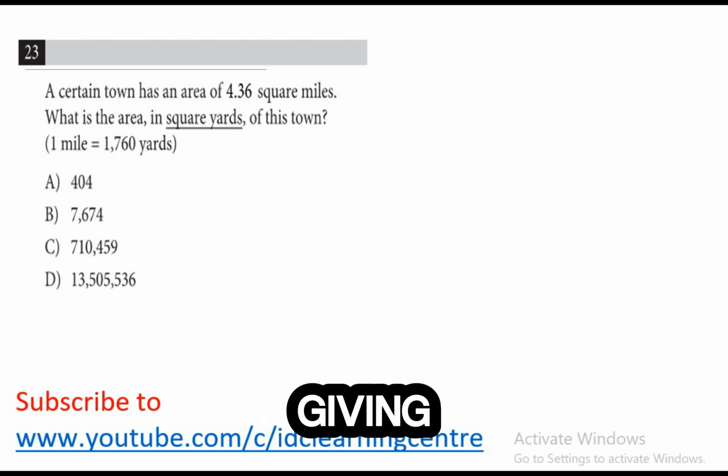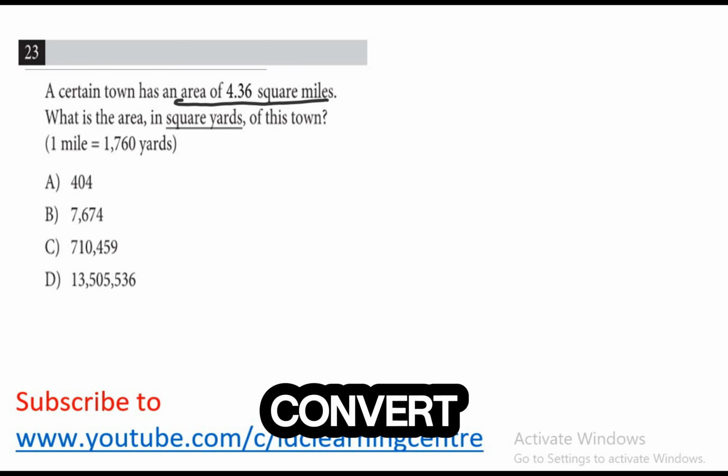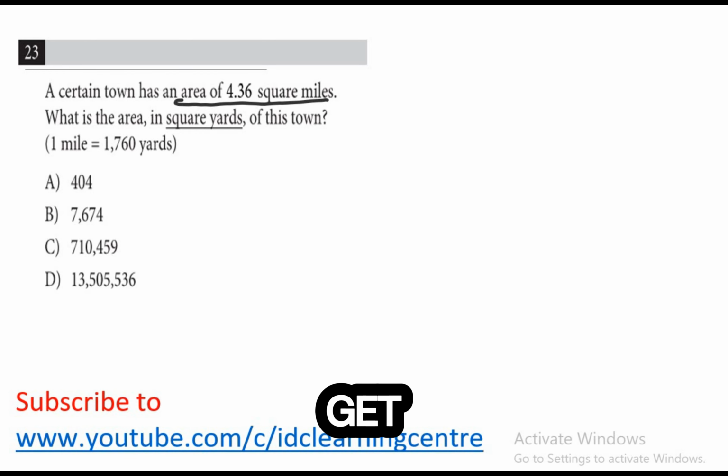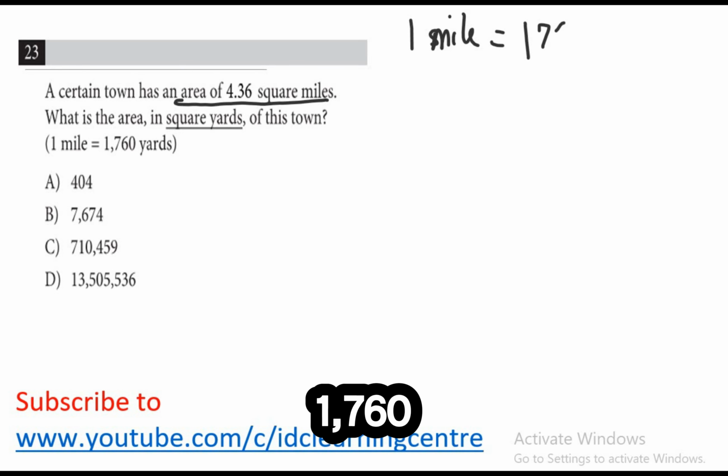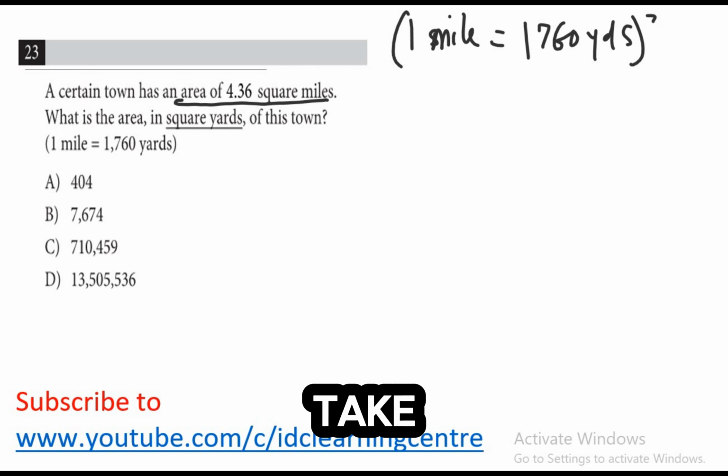We're given the area of a town and then we have to convert it to square yards. Mind you, the conversion factor is from miles to yards, not from square miles to square yards. So you have to get the area scale factor. So 1 mile is equal to 1,760 yards. So we need to get the scale factor of their area. All you need to do is take the square of both sides.